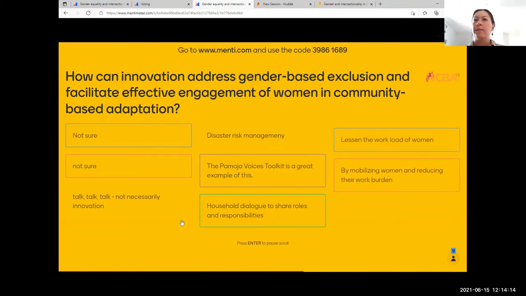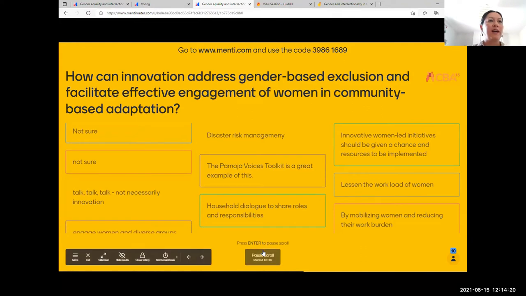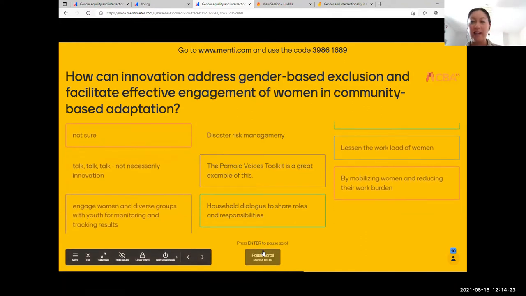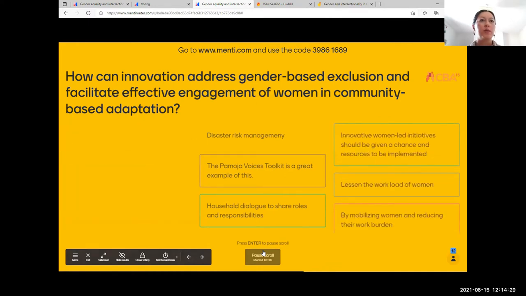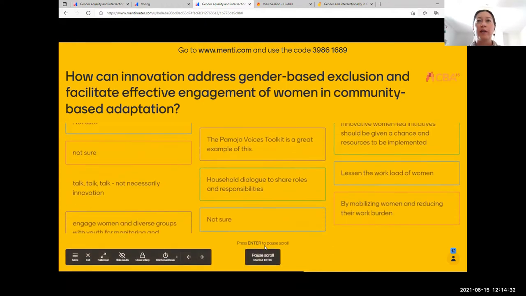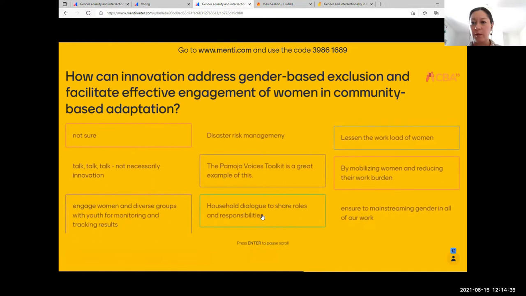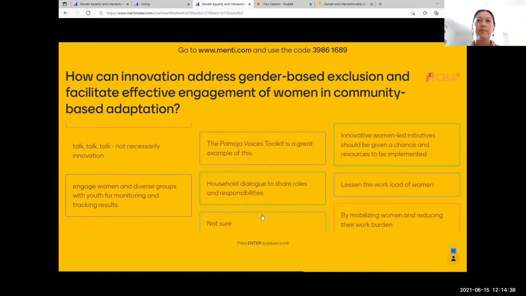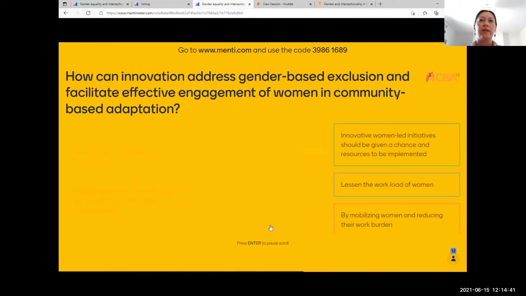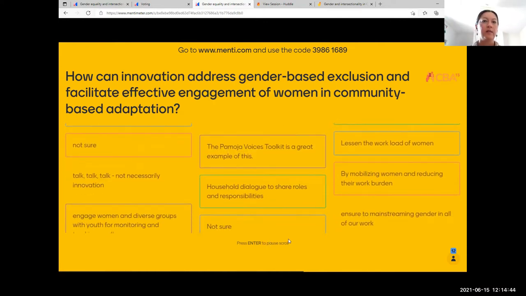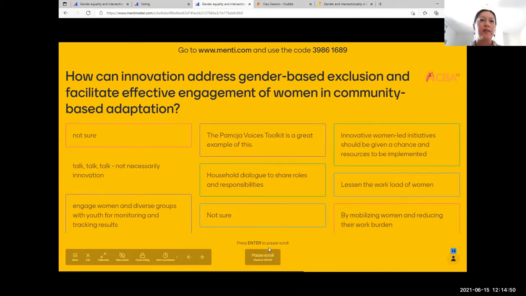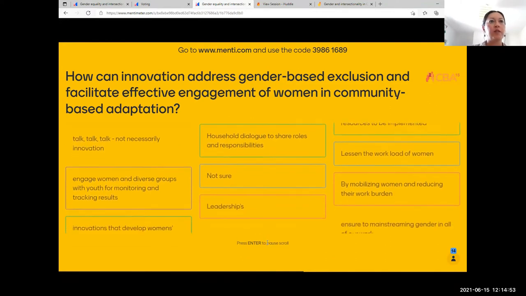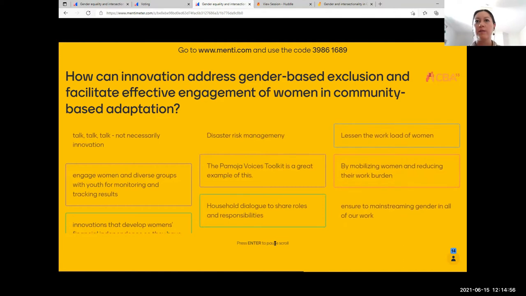Lessen the workload for women by mobilizing women and reducing their work burden. Someone highlights something that Greta Thunberg has frequently highlighted, that it's talk, not necessarily innovation. Engage women and diverse groups and youth. Household dialogue to share roles and responsibility. This is a recognition of balancing some of the roles that women have, the reproductive roles that are usually associated asymmetrically to women. Engage women and diverse groups with youth for monitoring and tracking results.